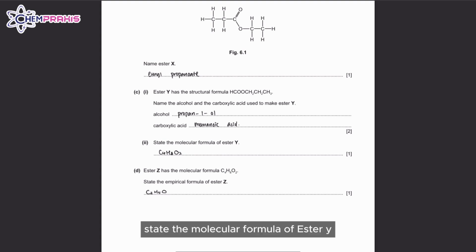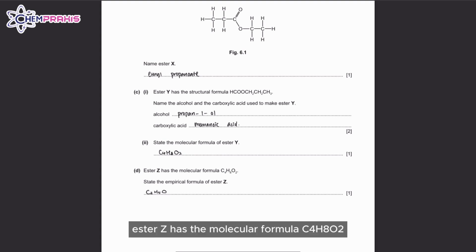State the molecular formula of ester Y. From the structural formula, we can add up all the H, C, and O's together, and then we'll end up getting C4H8O2. And that will be your answer for the molecular formula of ester Y.